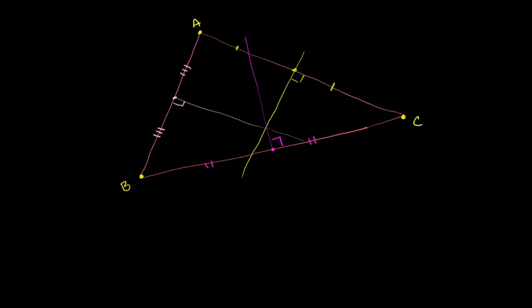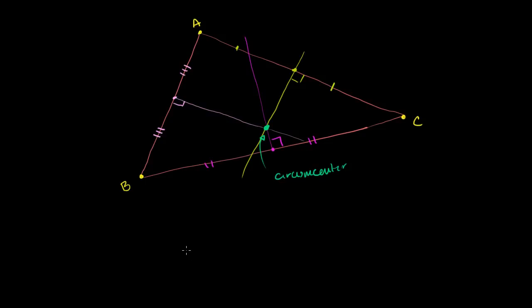And we've already learned that these three lines will definitely intersect in a unique point right over there, which we call the circumcenter. So let me write it. So this right over there is our circumcenter. This is nothing new. Circumcenter.